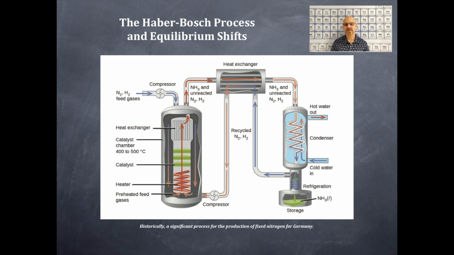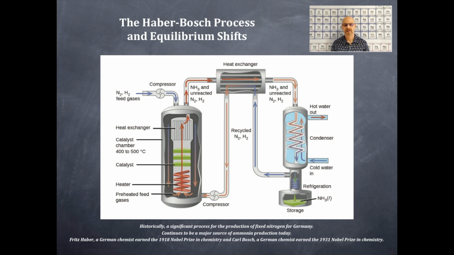Okay, historically this is a very significant process for the production of nitrogen for Germany. And this continues to be a major source of ammonia production today. In fact, we use the same exact system that Haber and Bosch set up and modified. Fritz Haber, a German chemist, earned the Nobel Prize in Chemistry in 1918, and Carl Bosch, who made some modifications on this process, was also a German chemist, and he earned the 1931 Nobel Prize in Chemistry.